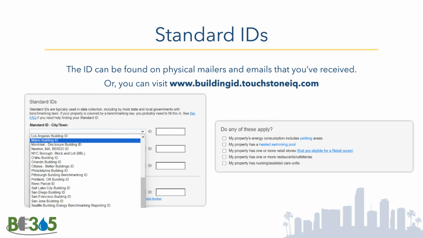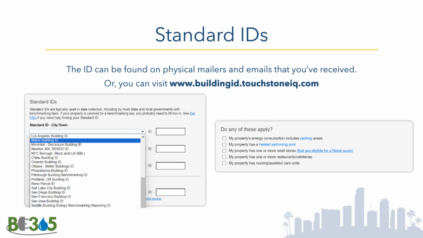If your parking lot energy, such as lights, EV chargers, etc., is metered with the building's meters, then you need to select My Property's Energy Consumption Includes Parking Areas. This will prompt you later to specify more details about your parking use. If your parking lot energy is metered separately from your building's meters, then you won't make this selection and you will not include a parking use type in Portfolio Manager.